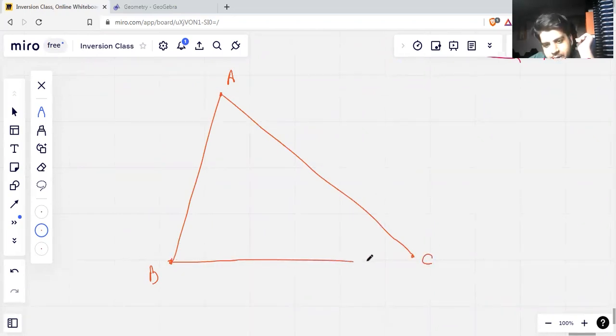Actually, here is a question first, which you can try to do. This involves the inversion which I'll talk about right now. So you can pause the video and prove that question.